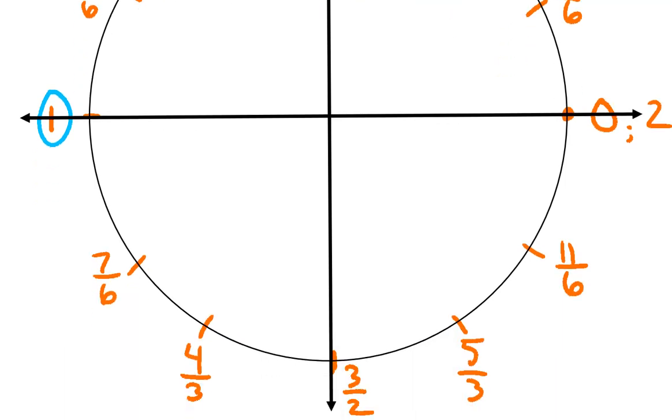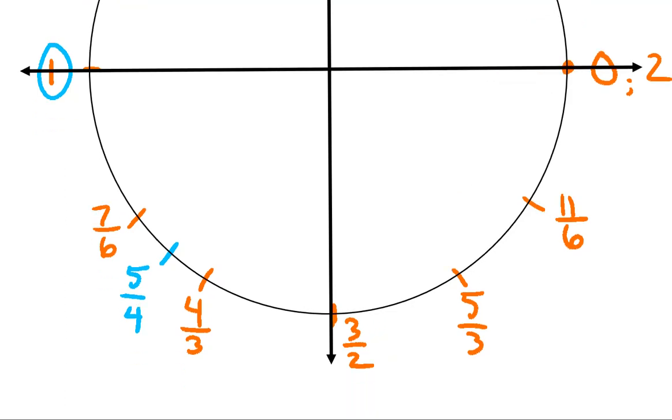Continuing down and around, we would have 5/4 between the sixths markings in the bottom left zone. So 5/4, of course, is between 7/6 and 4/3 if we're counting around that way. Then we'd have 6/4, but 6/4 reduces to 3/2, which we already have on the bottom of our circle.